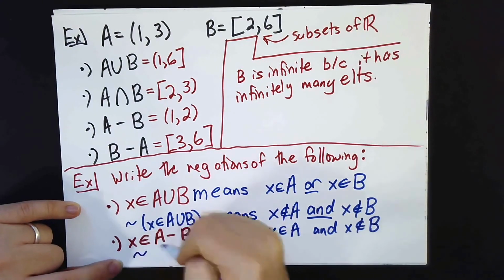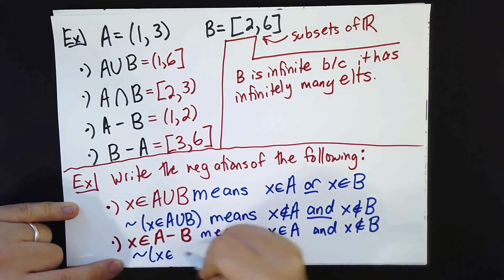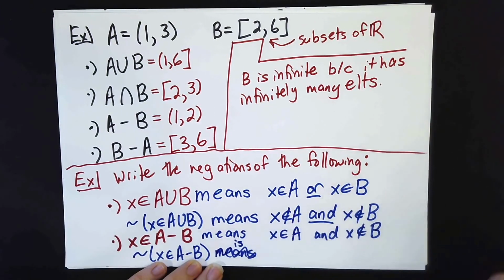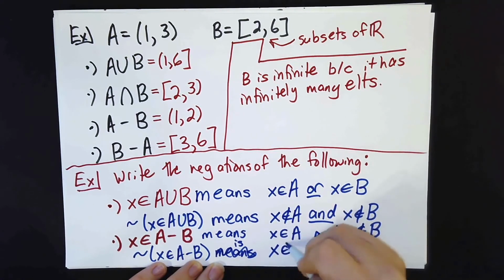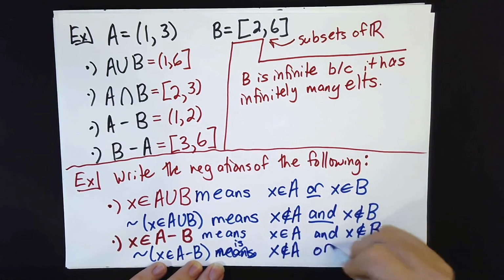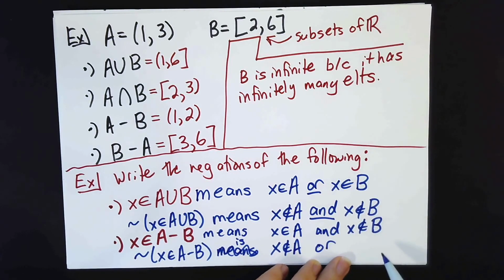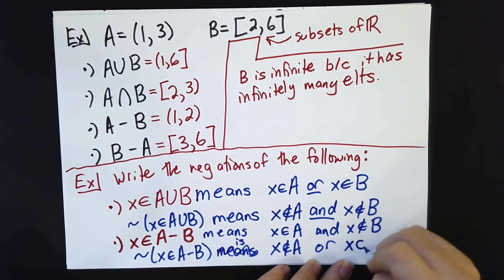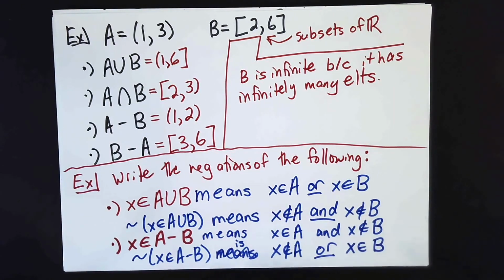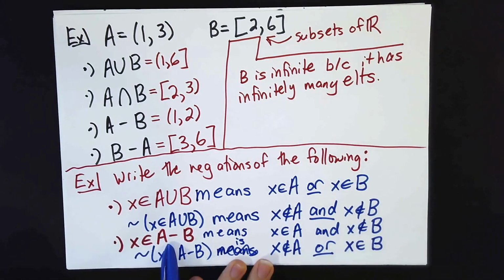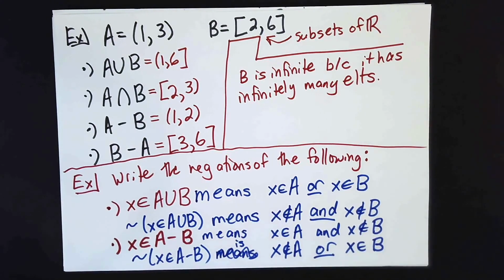So the negation then of X is in A minus B. What is the negation of this? The negation of this is, okay, again, by De Morgan's laws, X is not in A, and becomes or. And X not in B, what's the negation of that? Okay, well, if X is not in B, then yes, that means X is in B. So in other words, the negation of X is in A minus B is X is not in A or X is in B.